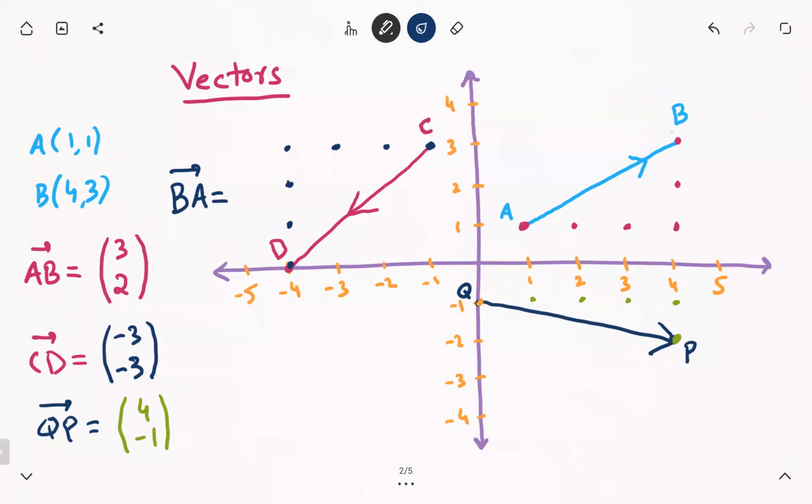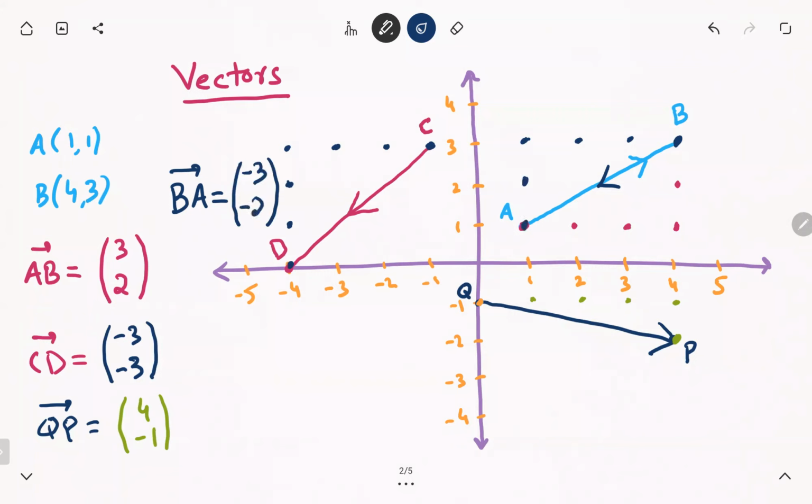So starting from B, do we have to move right and left? We don't have to go vertical first, just right and left. So 1 unit left, 2 units left, 3 units left. So to move from B to A, you need to go 3 units left. So 3 units left means it is -3. And further you need to go 2 units down. So 1 unit down, 2 units down. So 2 units down means -2.